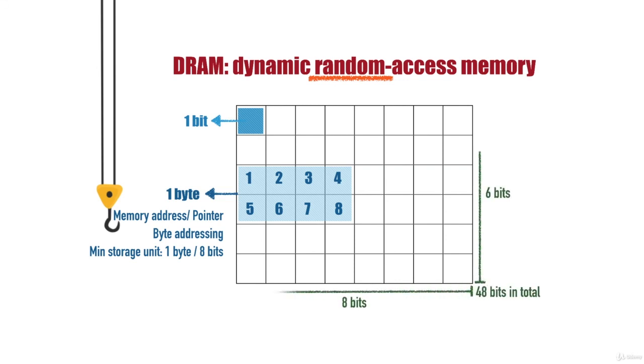The memory we have here has 48 bits in total. But under byte addressing, it can only store 6 pieces of data at most, so random access does come at a price.